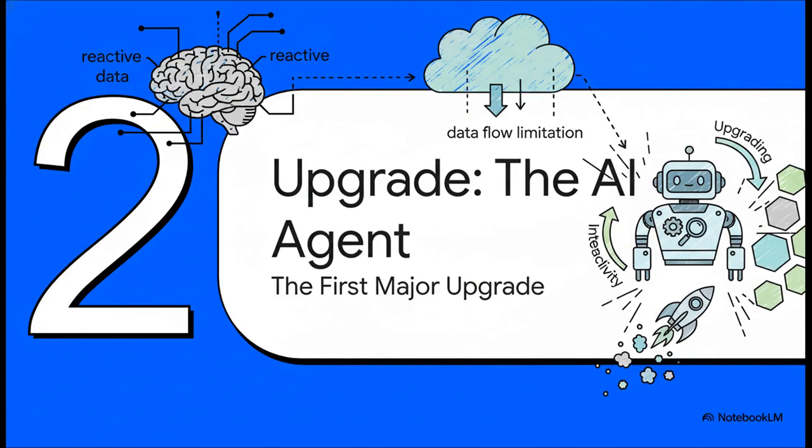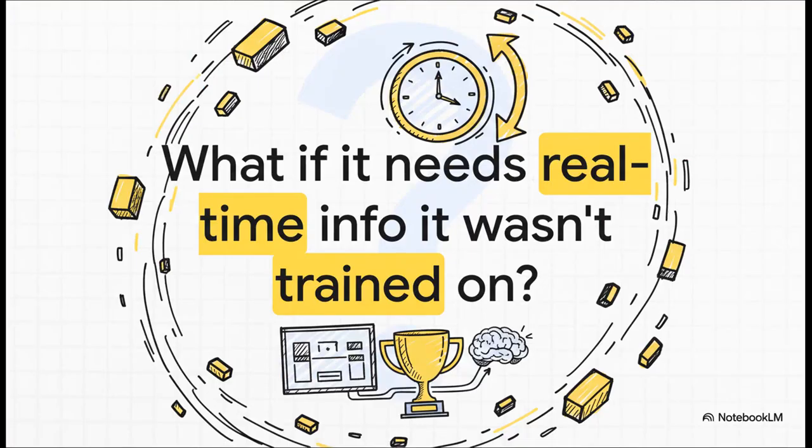Now, that whole reactive thing, it has one pretty big limitation. The AI is only as smart as the data it was trained on, which is all in the past. And this is where we get our first big upgrade, the AI agent. Exactly. This is the key question. What happens if you ask a standard large language model, hey, who won the big game that just ended an hour ago? It has no idea. It can't tell you. That game happened after its training was finished. It's completely disconnected from the live, real world.